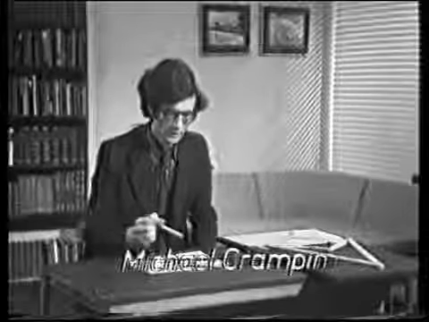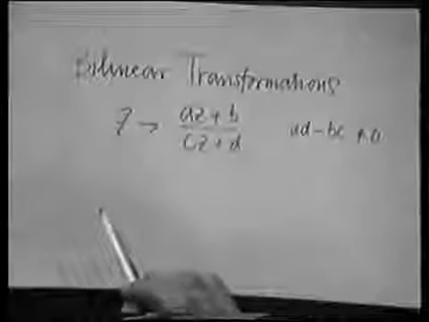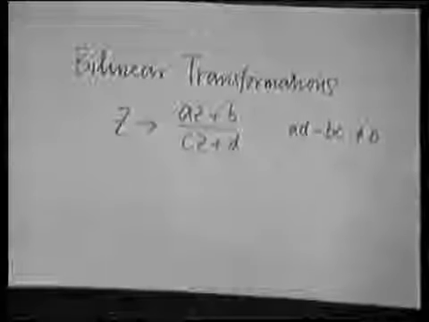This program is about Unit 13 of the complex analysis course, and mainly it's going to be about bilinear transformations. A bilinear transformation is a transformation of the form z goes to (az + b)/(cz + d), where a, b, c and d are complex numbers such that ad minus bc is not equal to 0.